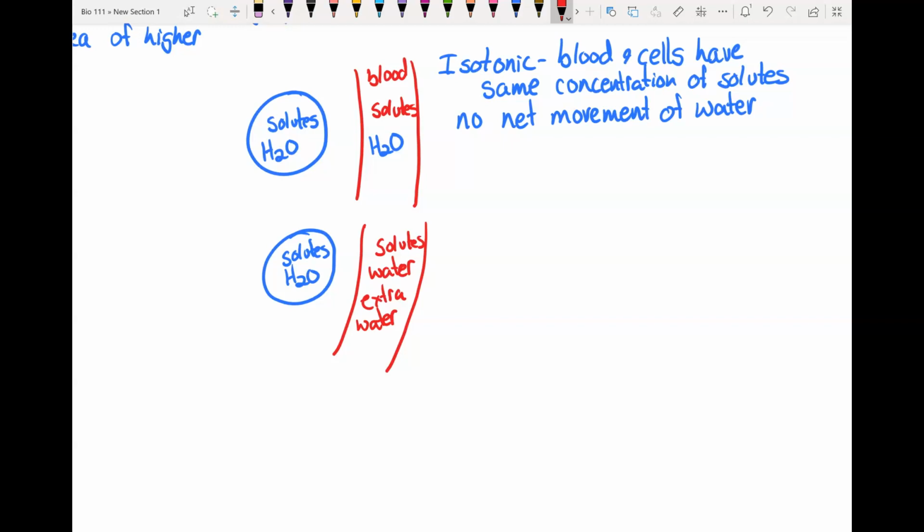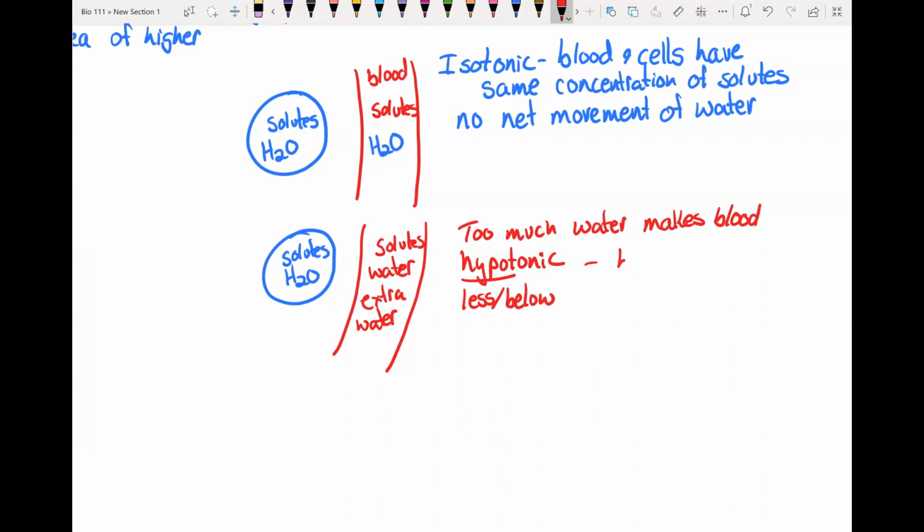So what happens when you have too much water in your blood? Your blood becomes hypotonic. So too much water makes blood hypotonic. Okay. Hypo means less or below. So this means then that the blood has a lower solute concentration than your cell, because all that extra water dilutes the solutes that are in your blood. This means now there's more solutes in your cell than there are in your blood. And remember, water goes to wherever there is more solute.